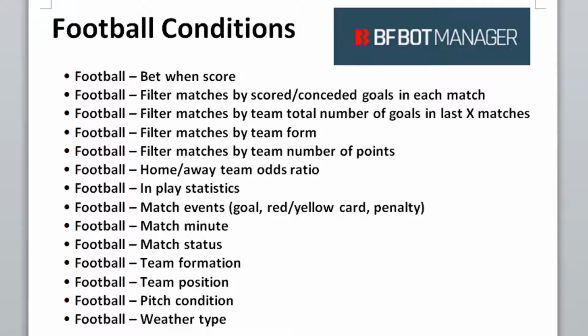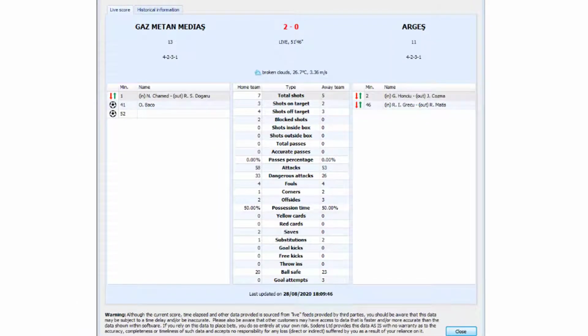So in summary, the BF Bot Manager version 3 has many useful football-specific conditions, which can be used in combination with other general betting conditions to make the strategy that you want. The live in-play statistics are very useful for creating strategies triggered by in-play events, but be aware of the terms of use and that the data may be delayed and inaccurate and is provided as is.